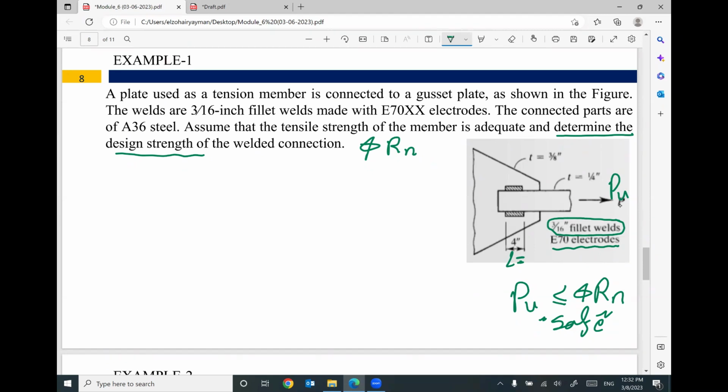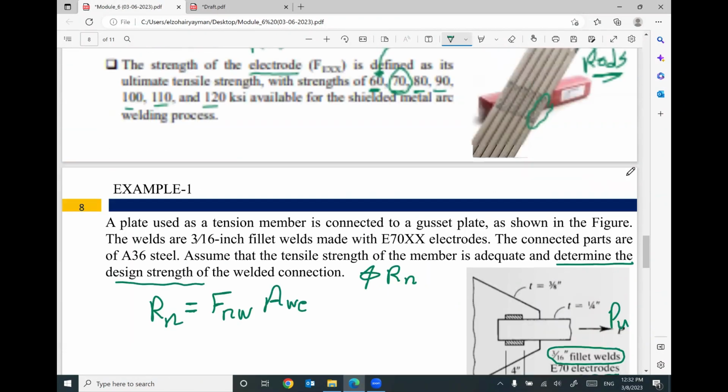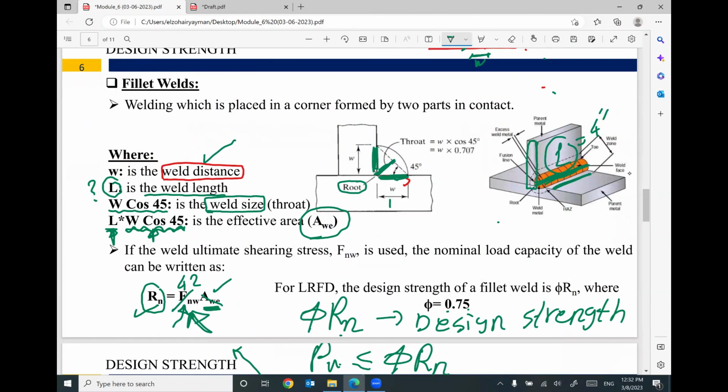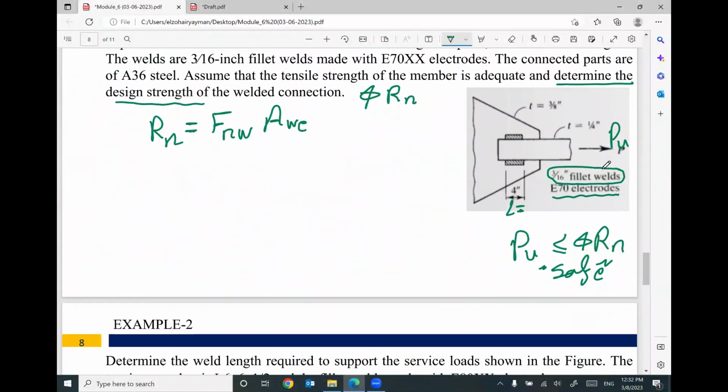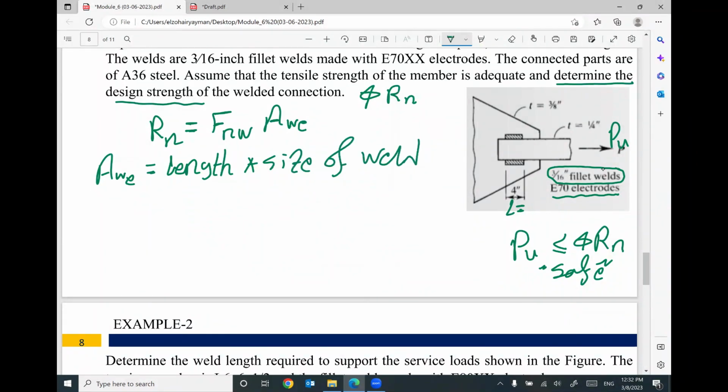Okay, let's start. The value of Rn, do you remember what was the value of Rn? Equal Fnw times area of weld effective. If you go back here, the value of Rn equals Fnw times area of weld effective. Let's start with the area of weld effective. Equal the length of your welding times the size of weld. Size of weld is given here, 3/16 inch.